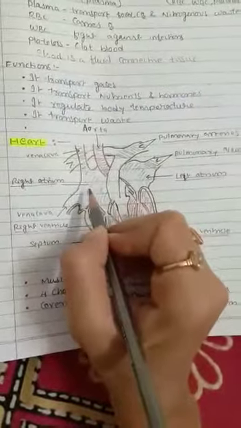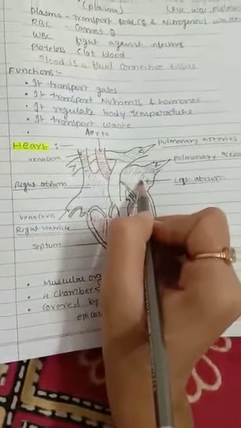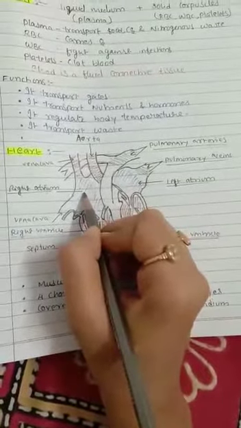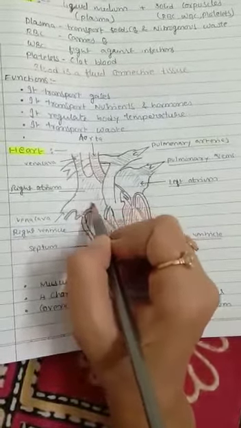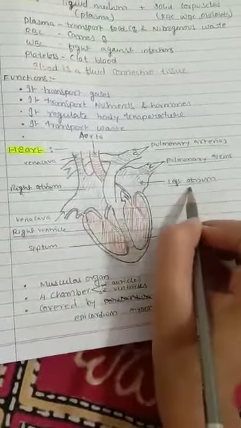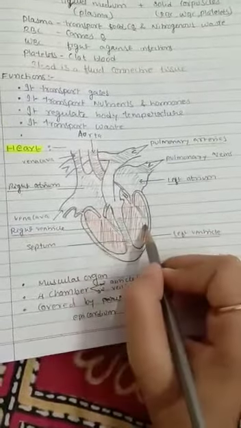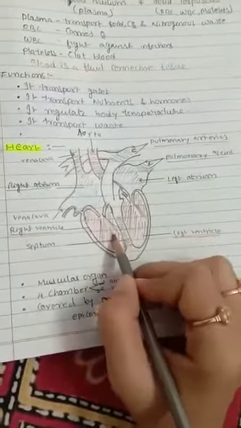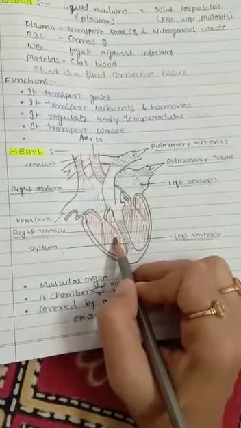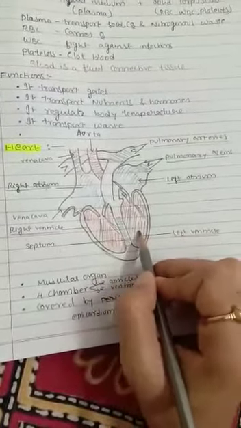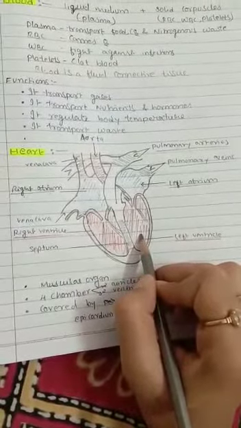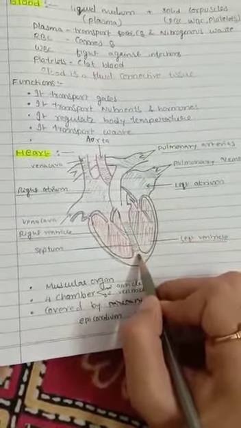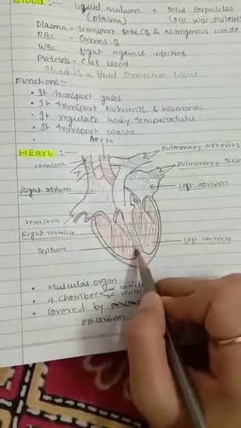Now the upper 2 chambers are known as atrium, right? This is the right atrium, blue shaded part, and this blue shaded part is the left atrium. The lower 2 chambers are ventricles. This orange shaded part is the right ventricle and this one is the left ventricle. And in between the two, the pencil shaded part is the septum. So the septum divides the chambers.